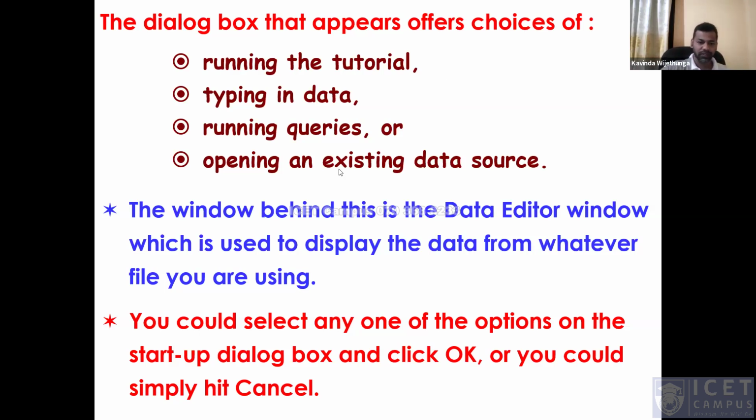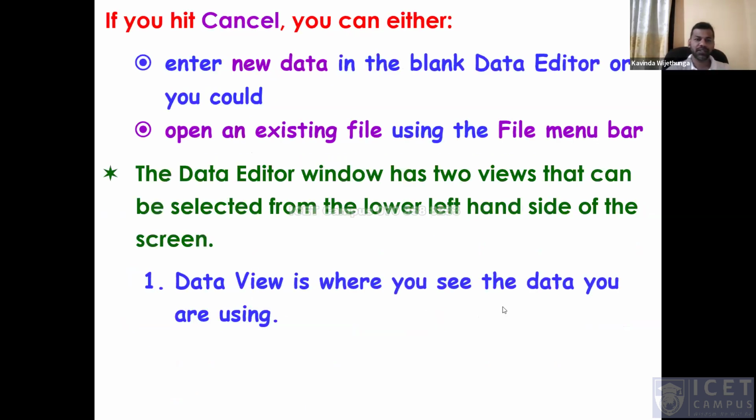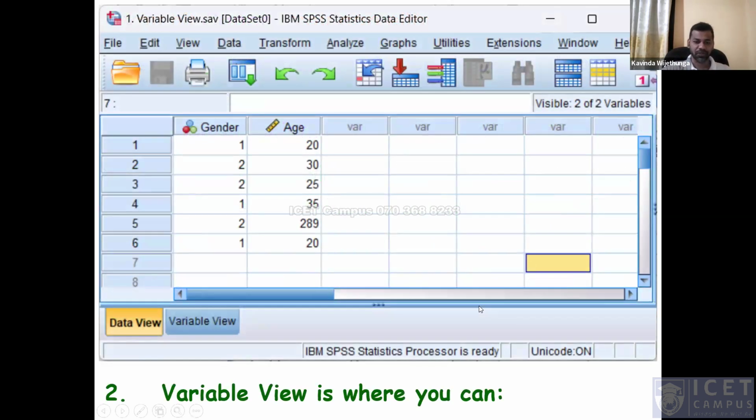The window behind, yes, we discussed this. If you hit cancel, you can either enter new data in a blank editor, or open an existing file using the file menu. The data editor window has two views that you can select from the lower left-hand side of the screen. I will show you. Data view is where you see the data you are using, and the other one is variable view. This is the data view, I will show you.